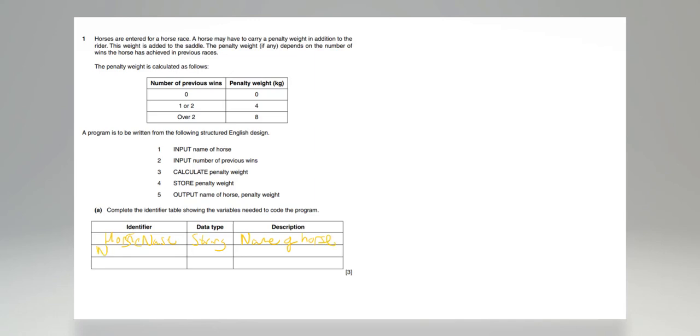Number of previous wins. That will be an integer. And it's going to store the number of previous wins. Race penalty weight, which I'm going to make an integer as well, just keep it simple, but you can have a real. And penalty weight. Nice and easy to begin with.